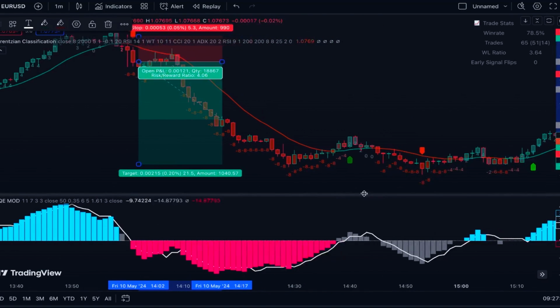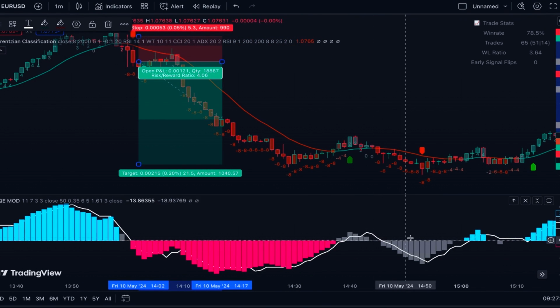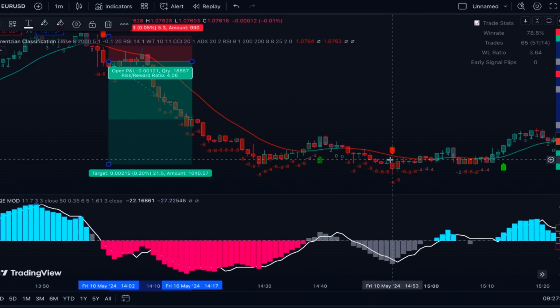After that, we have a buy signal here which is rejected because we didn't have any blue bar, and we got a sell signal here and the sell signal is also rejected because there were no red bars.